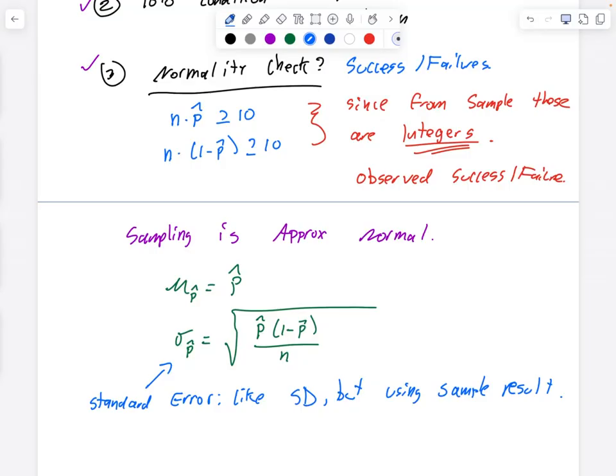I'll talk to Ms. Page about it. We'll kind of use it very freely. Standard error, when you hear error, you think bad. All the standard error is the same thing as the standard deviation.